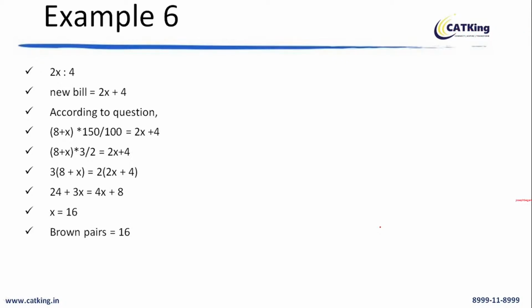So the number of brown pairs is 16 and the black pairs is 4. So the ratio is 1 is to 4. You have to find the ratio of black is to brown. So 4 is to 16 is basically 1 is to 4.